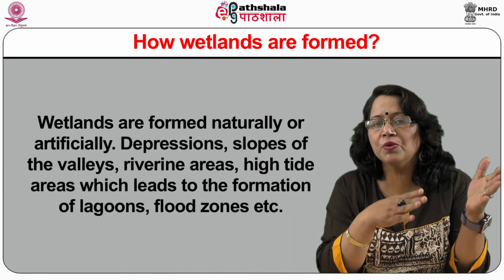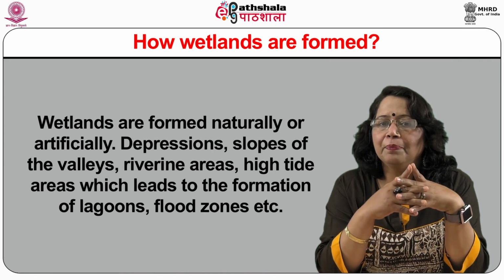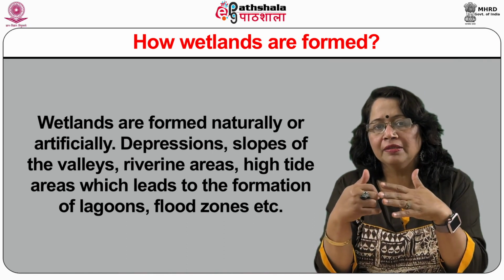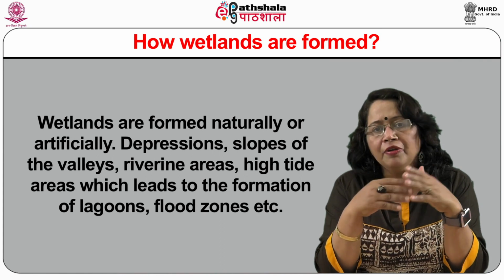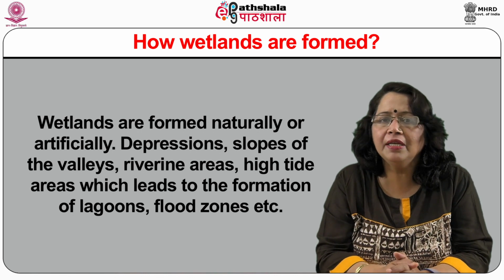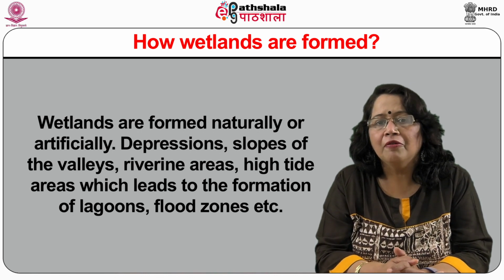How are wetlands formed? Wetlands are formed naturally or artificially. Depressions, slopes of the valleys, riverine areas, and high tide areas lead to the formation of lagoons, flood zones, etc. Construction of dams also leads to the formation of wetlands. Stagnation of water over a period of time leads to the development of a hydrological system which becomes a habitat for birds, microorganisms, and the initiation of a sophisticated ecological system.